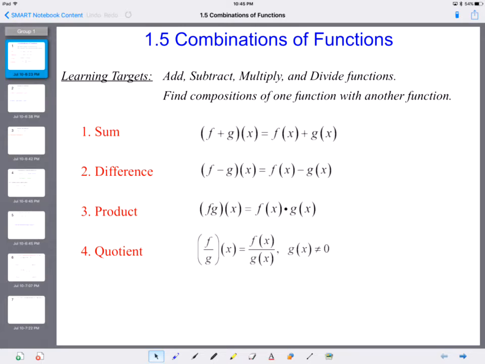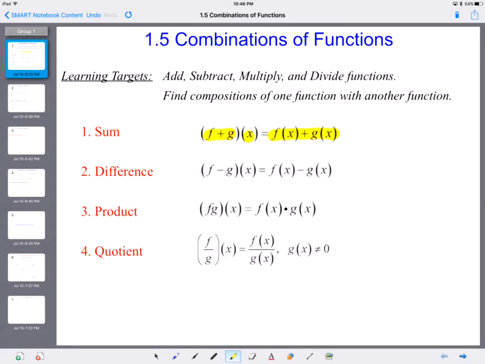The first four operations of functions: sum, difference, product, and quotient. All this page really shows is the notation. We're used to seeing f of x plus g of x. Well, another way to write that is f plus g of x.